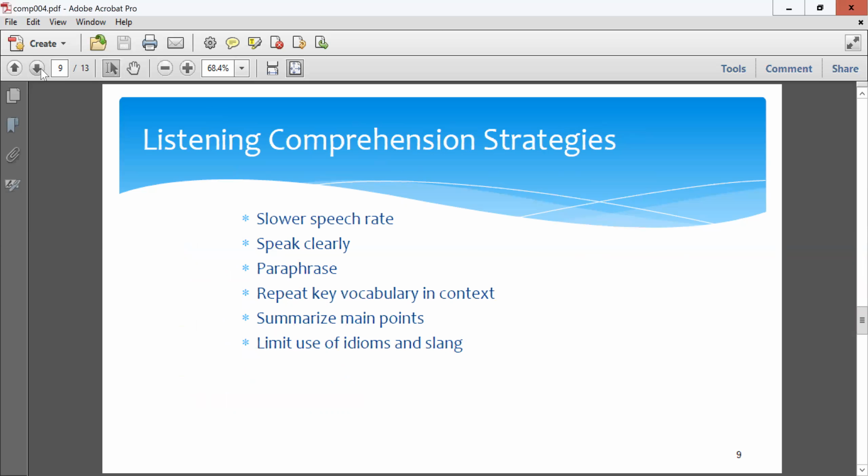One of the things that you might try as a teacher in your strategies is to slow your speech rate, to speak clearly, to paraphrase, to repeat key vocabulary in context, and summarizing. You want to also be checking for comprehension, of course, all along the way, and limit your use of idioms and slang. That's not to say don't use them or don't explain them as you come across them in readings and materials, but that's very difficult for ELLs. We want them to learn them, but in the early stages, sometimes they're just more confusing than anything.